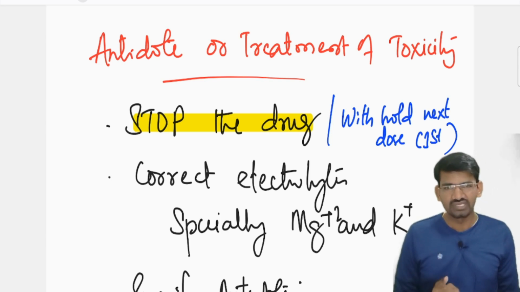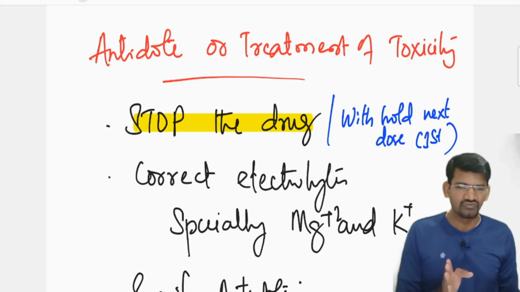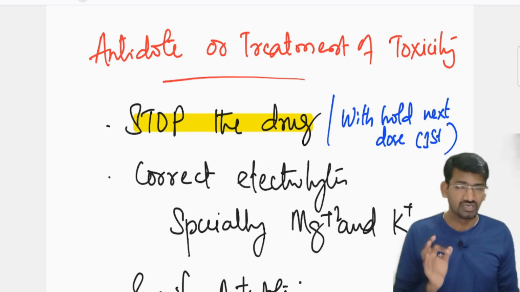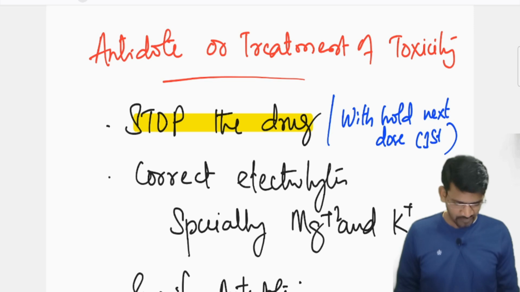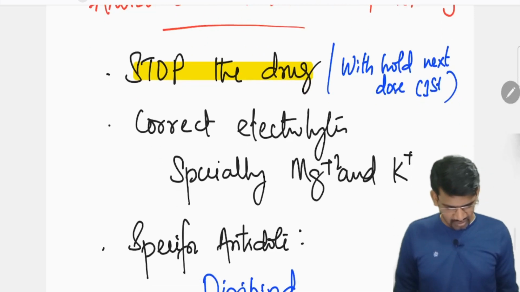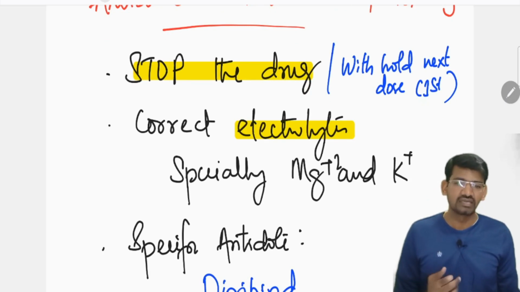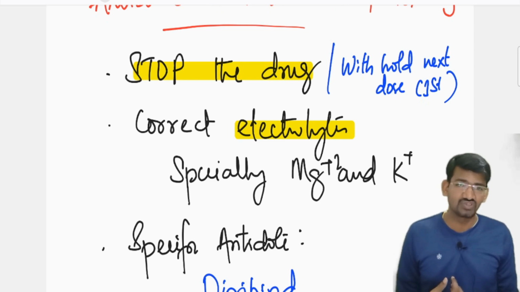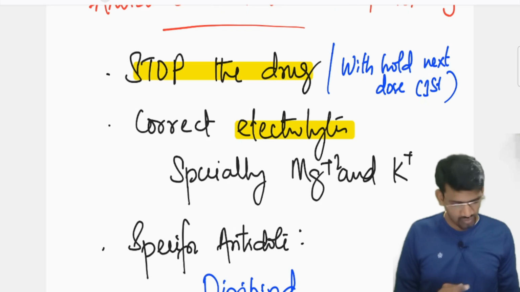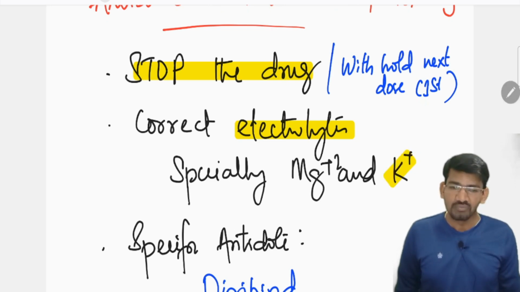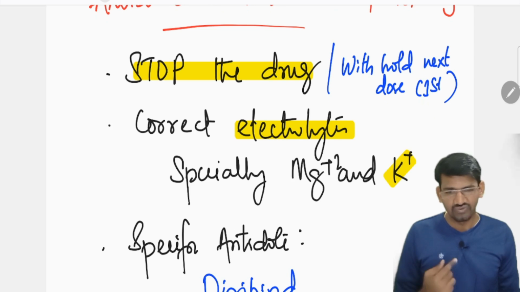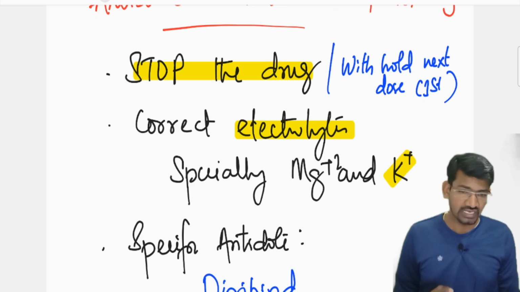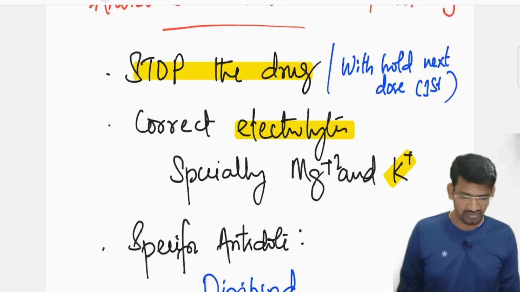So the first action will always be to skip the next dose, or withhold the next dose, or stop the drug immediately and inform the healthcare worker or the doctor. The next thing is we should correct the electrolytes. During toxicity there is hypokalemia, as I told, and hypomagnesemia can also be there. So we have to correct these two, especially the potassium, as hypokalemia will be there. We should always correct this electrolyte imbalance in the case of toxicity.